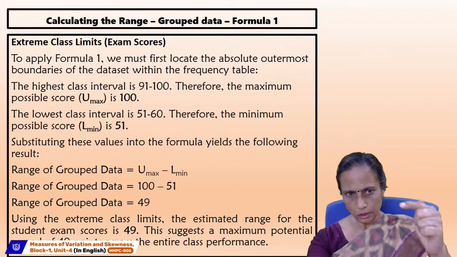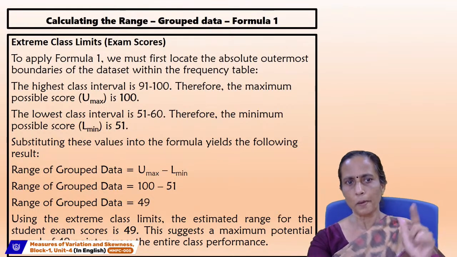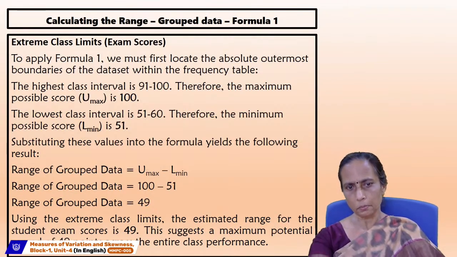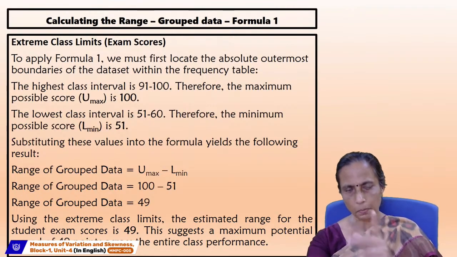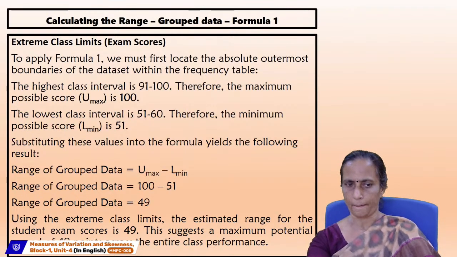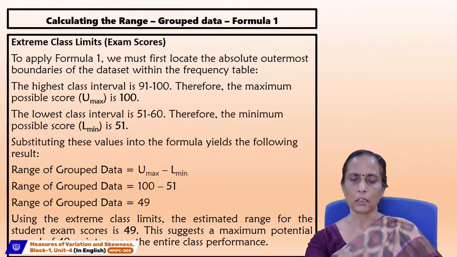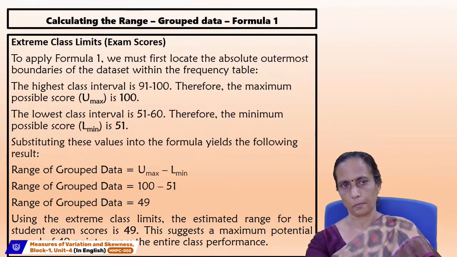Substituting these two values in formula 1, that is U max minus L min, is equal to 100 minus 51, and the range of this group data as per formula 1 is 49. So the estimated range for this student exam score is 49. This suggests a maximum potential spread of 49 points across the entire class performance.